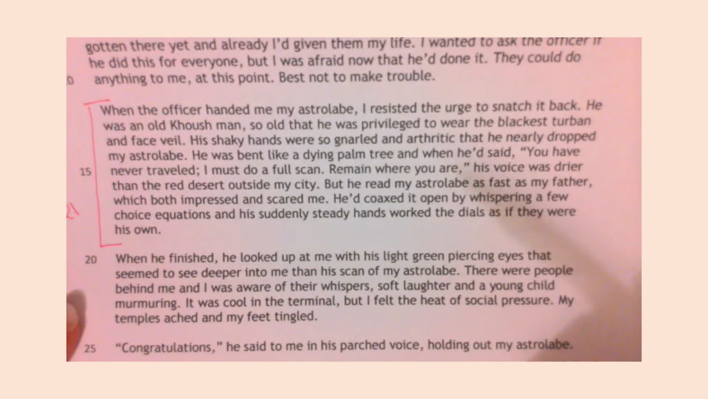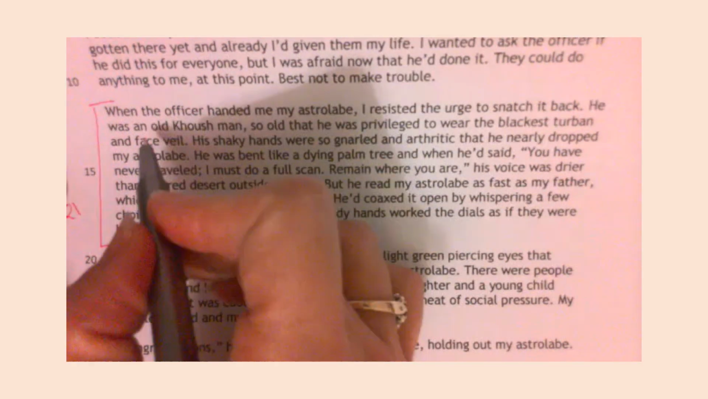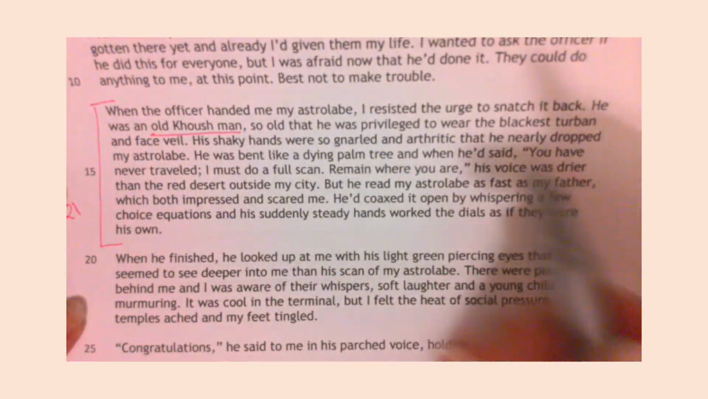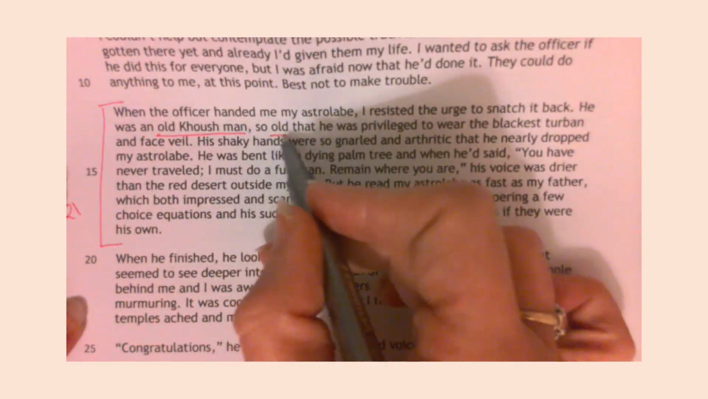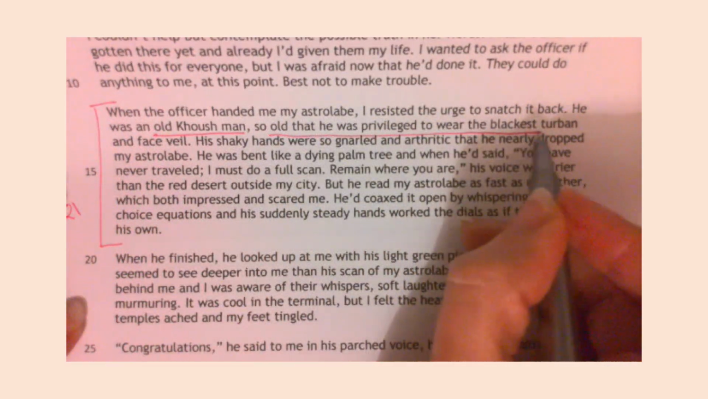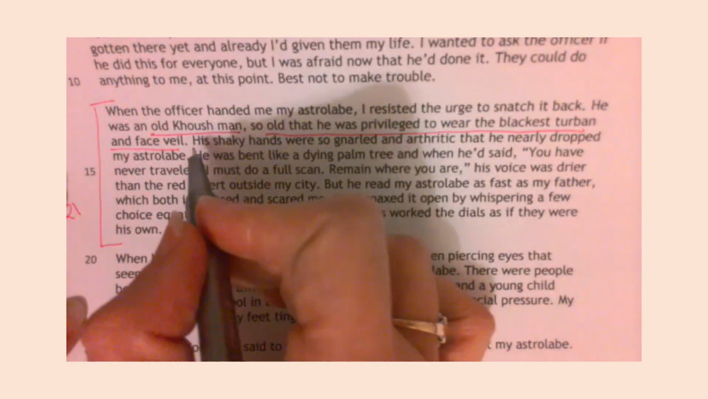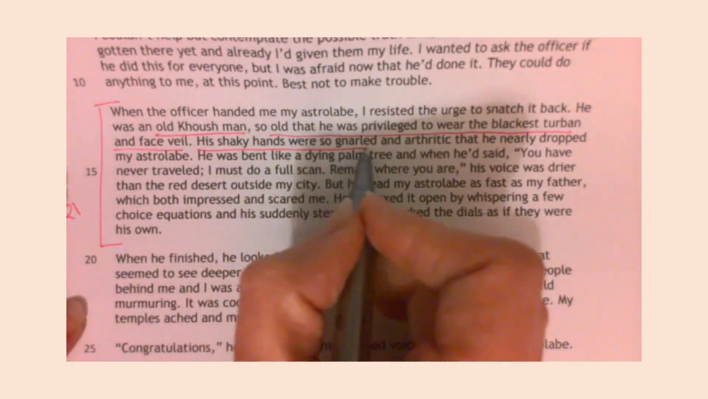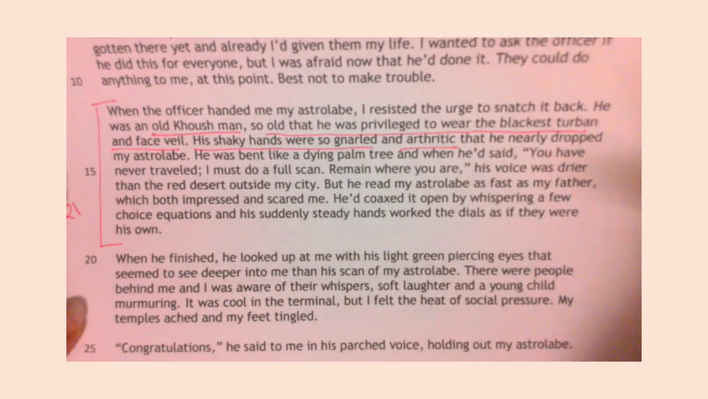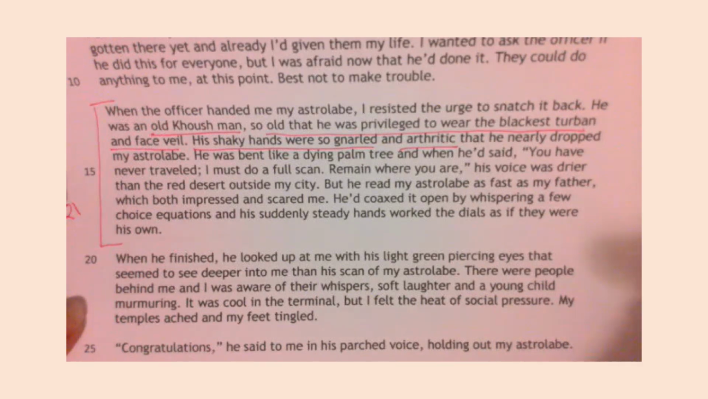So when the officer handed me my astrolabe, I resisted the urge to snatch it back. He was an old Koosh man, so old that he was privileged to wear the blackest turban and veil. So I know he was an old man. He was so old that he was privileged to wear the blackest turban and face veil. His shaky hands were so gnarled and arthritic that he nearly dropped my astrolabe. He was bent like a dying palm tree.